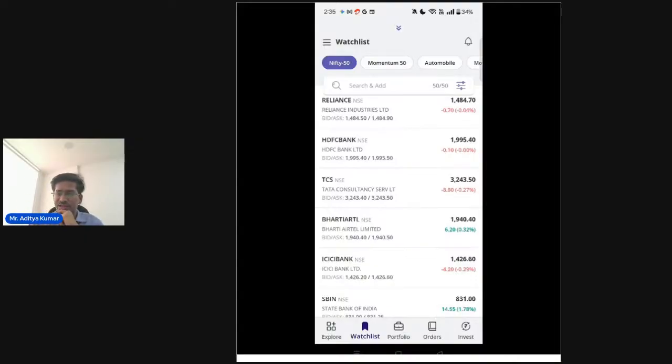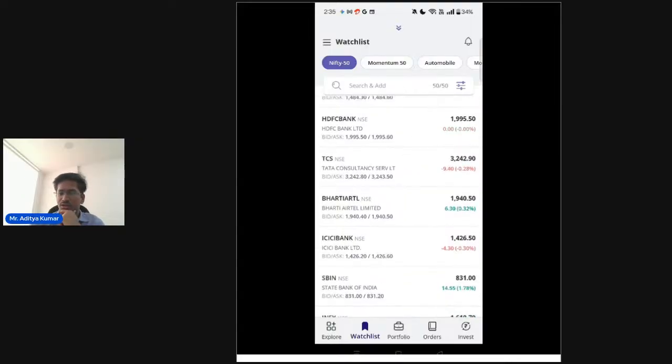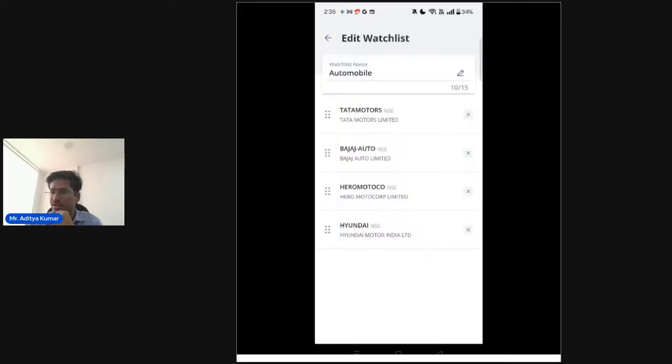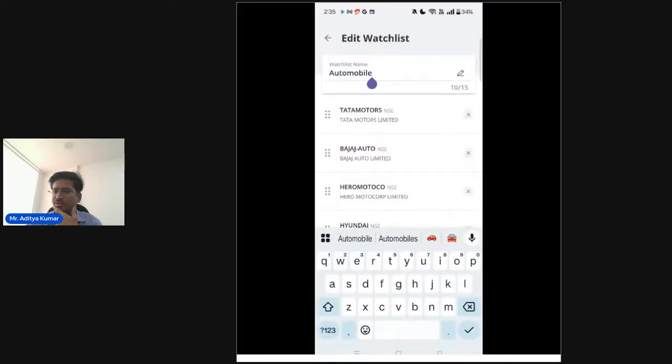You will see tabs like Nifty 50. This is the top 50 companies in India. You can also create your own watch list. Like, see, I've created an automobile watch list of my own. So here you can see the edit button, and you can just name your stock watch list.